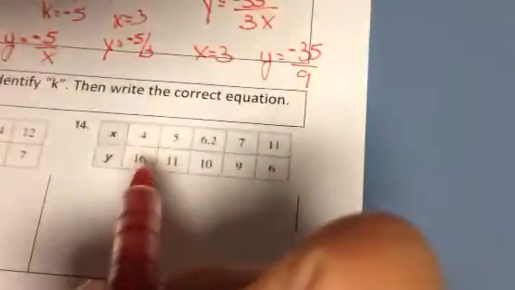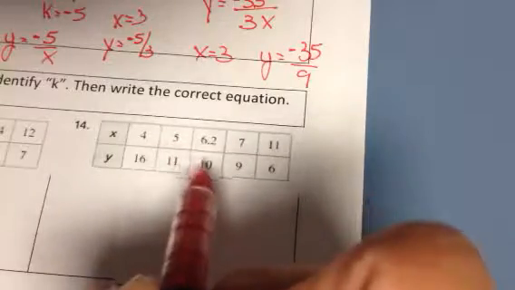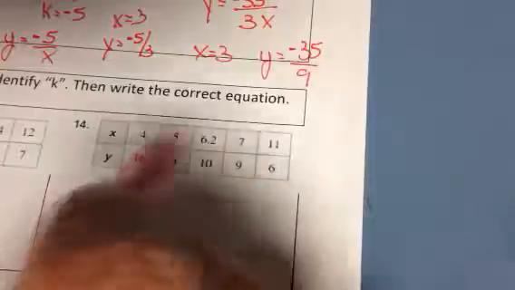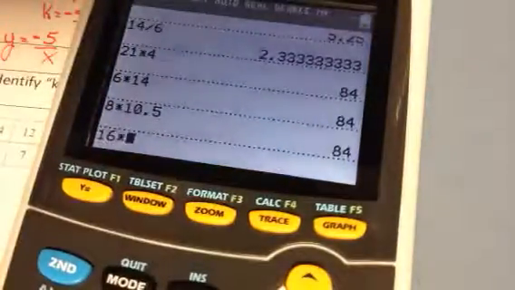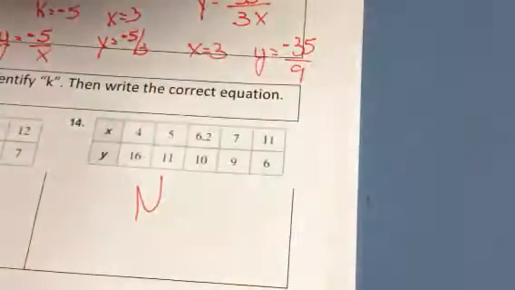So the next one, first I'm going to start dividing. 16 divided by 4 is 4, but 11 divided by 5 isn't 4. When I start dividing, I'm not getting any of them, so it's not direct variation. So then I'll start multiplying them and see if it works. 16 times 4, 11 times 5, it's not going to work. So this is actually not direct variation or inverse variation. It doesn't mean that there's not an equation to it, but this one's neither.